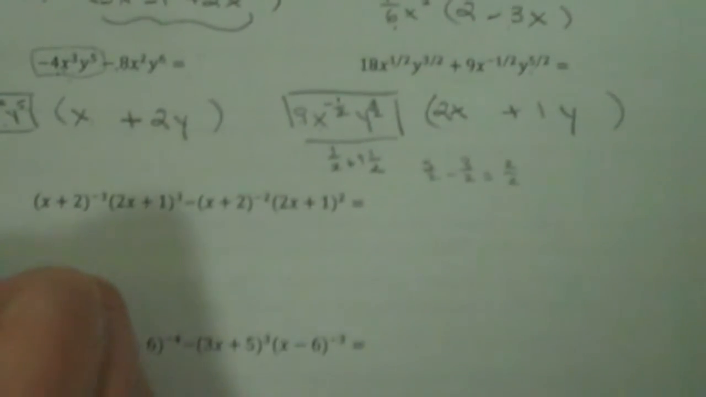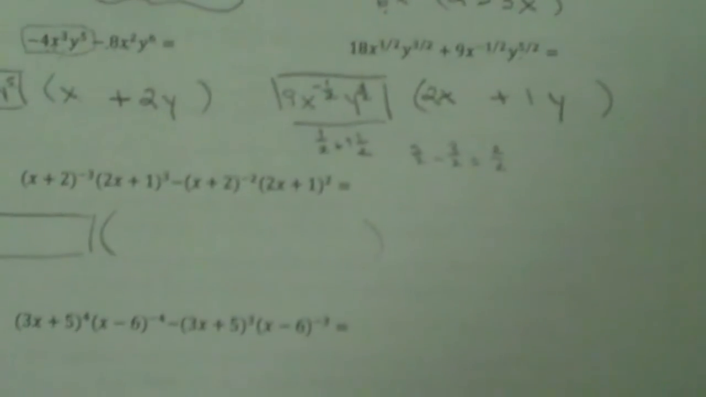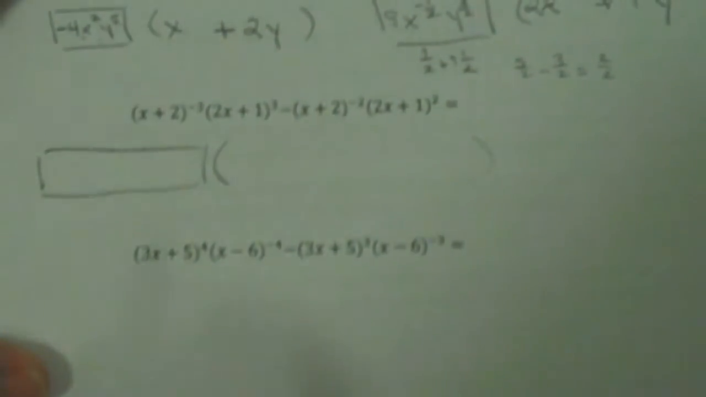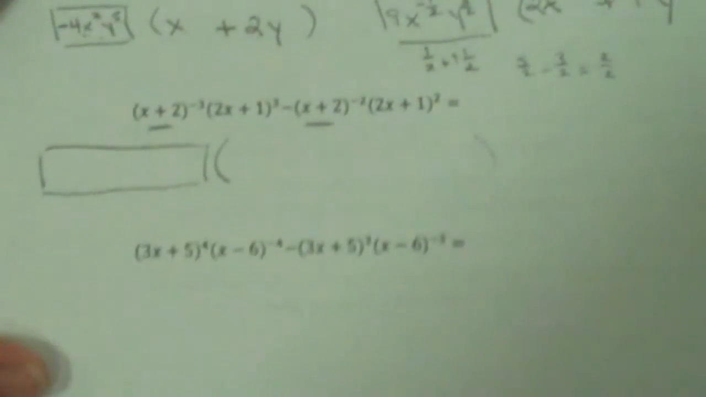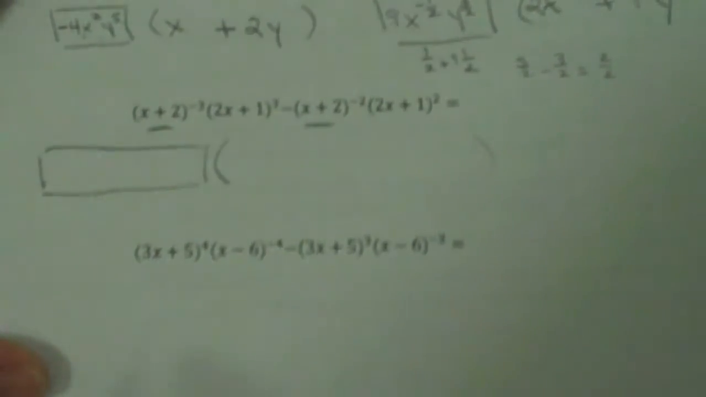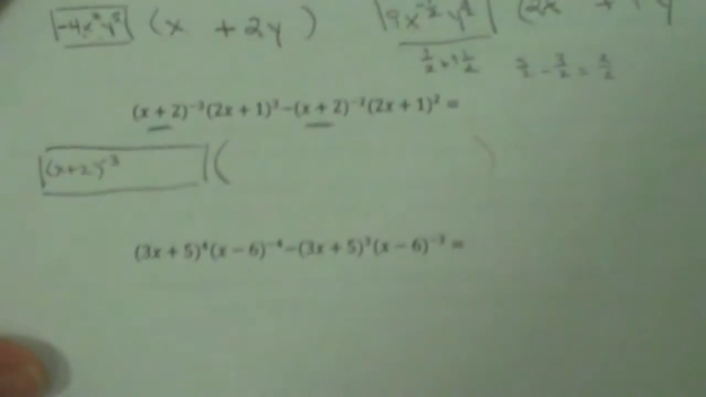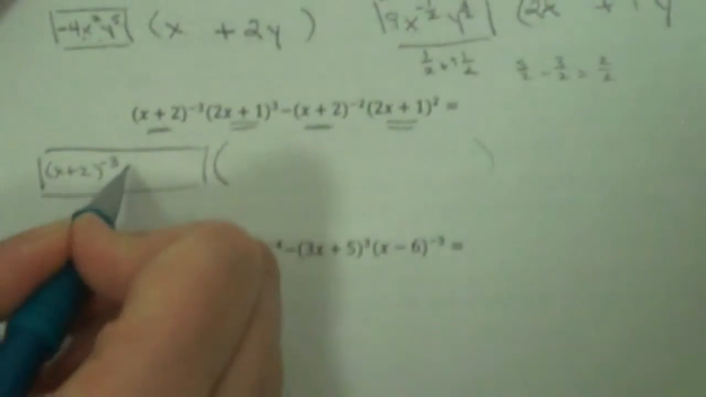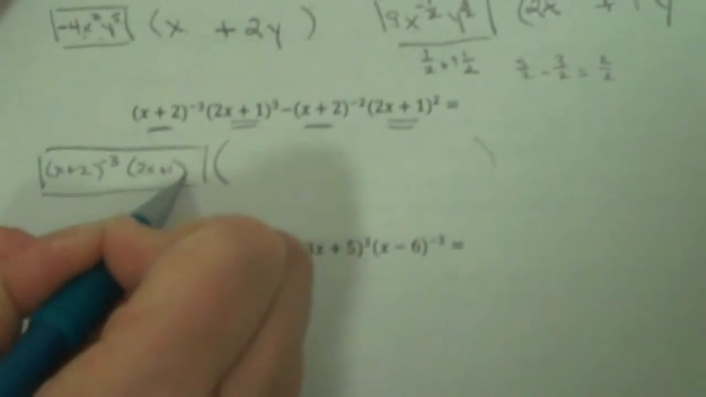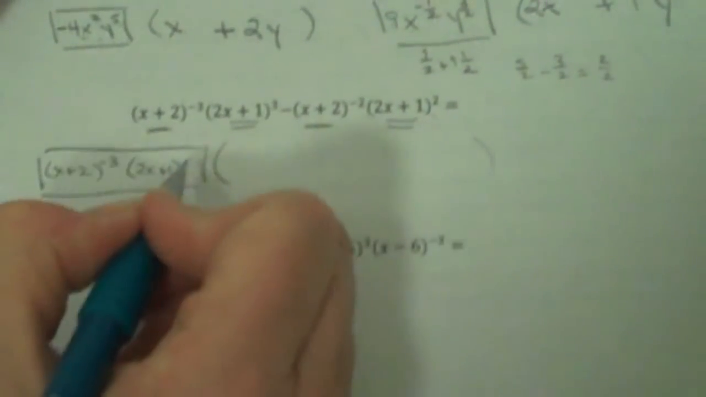And so when we decide what's going to be factored out and what's going to be left in, what's going to be factored out is this factor to the lower of the 2 degrees. In this case, negative 3. And then we're going to look at the other factor, which is 2x plus 1, and pick the lower degree, which in this case is 2.